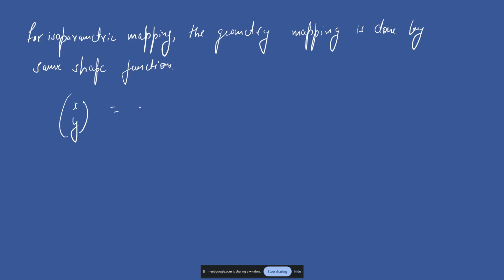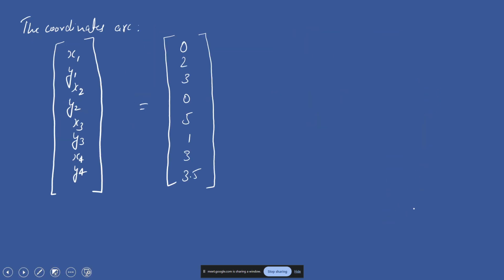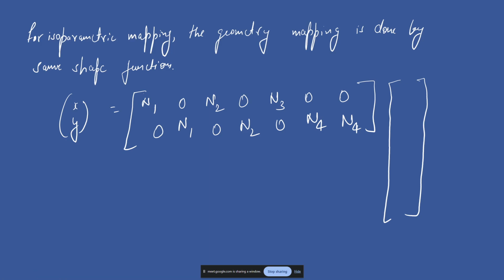So for getting the isoparametric mapping, this is the particular function we use, where you will have the shape function matrix, and then we will have the coordinate vector available, which is 0, 2, 3, 0, 5, 1, 3, 3.5.